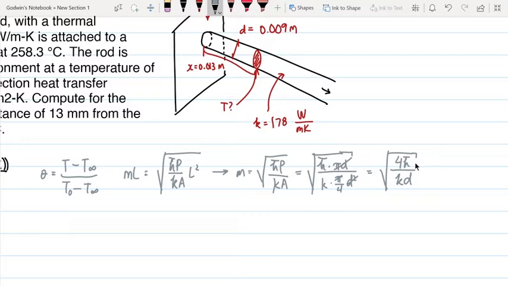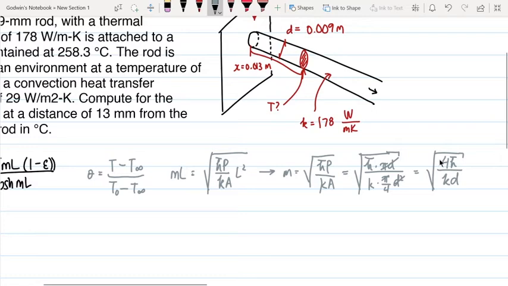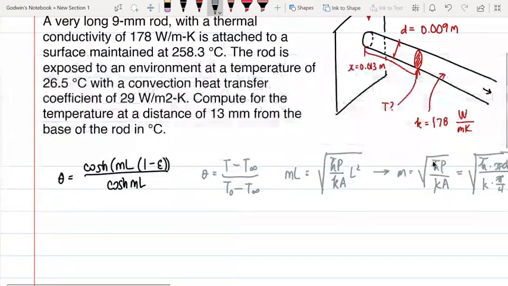Right, wait. Yeah, that looks fine. Okay. So, yeah, that's how we work with the m here.